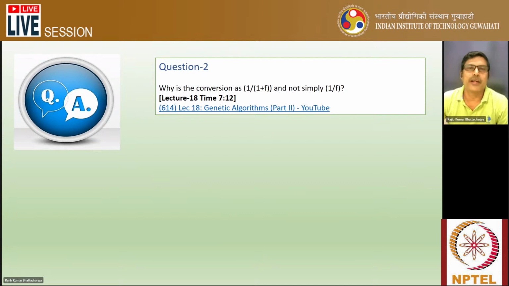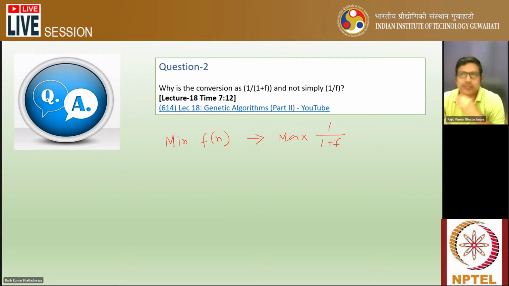In case of genetic algorithm, suppose your problem is a minimization type problem. Suppose I would like to minimize f(x), and then I can convert this problem to a maximization problem by 1 plus f. The question in this case was, why is it not 1 by f? If you put 1 by f, it is a minimization type problem.